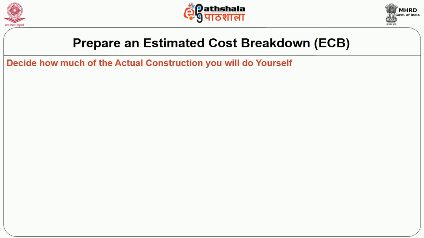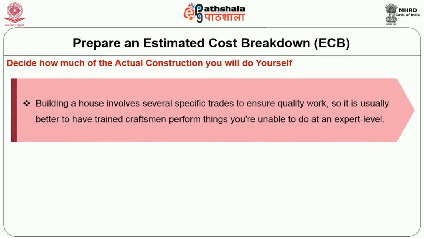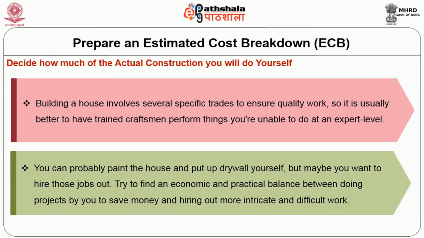Decide on how much of the actual construction you will do yourself. Building a house involves several specific trades to ensure quality work. So it is usually better to have trained craftsmen perform things you are unable to do at an expert level. You can probably paint the house and put up drywall yourself, but maybe you want to hire those jobs out. Try to find an economic and practical balance between doing projects by yourself to save money and hiring out more intricate and difficult work.